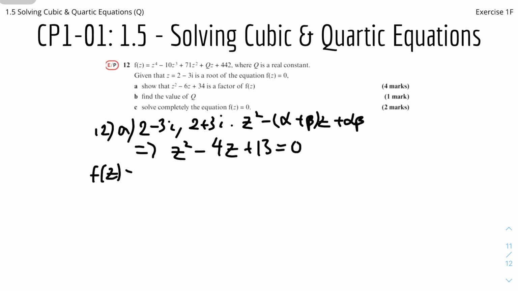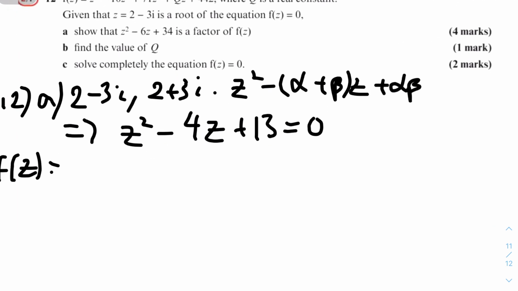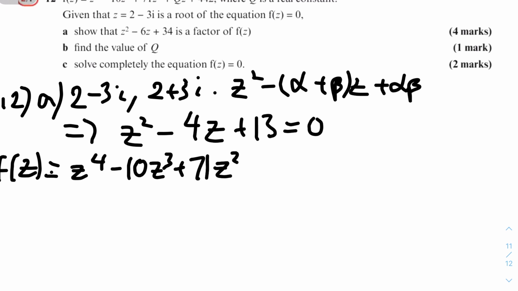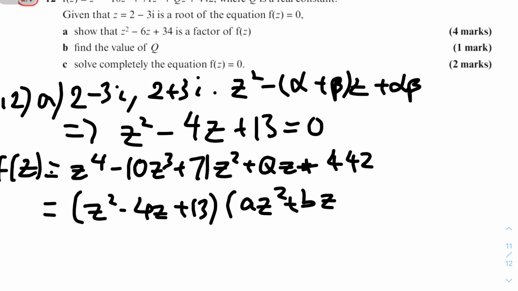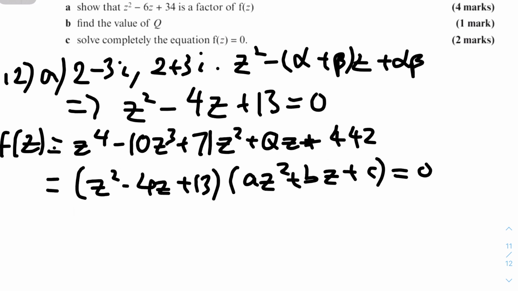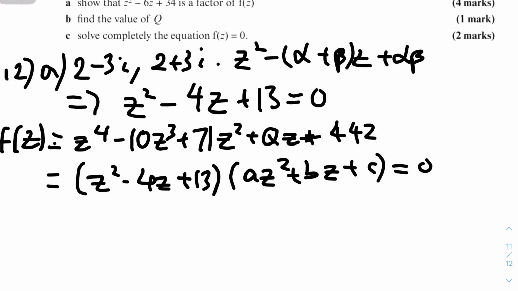So f of z equals z to the power 4 minus 10z cubed plus 71z squared plus qz plus 442, and that will equal z squared minus 4z plus 13 times another unknown quadratic right here, az squared plus bz plus c, equals 0, right? So we can solve for a quite easily because a is just 1, because there's nothing here. It's 1, 1. That means a equals 1.